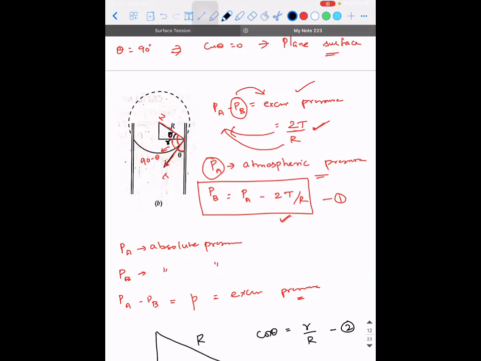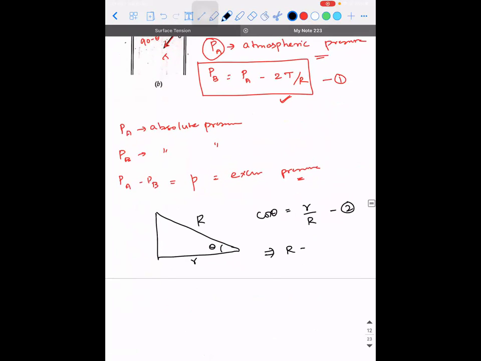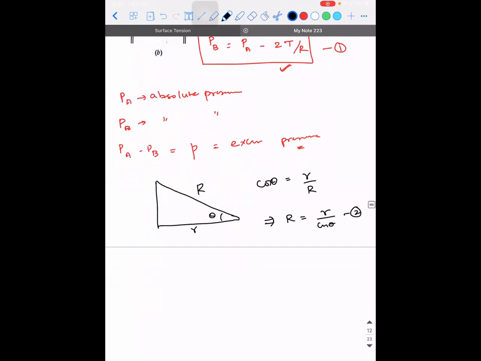Whenever you're deriving a formula, your formula should contain all the parameters which are easy to find on a real-time basis. So here we will write capital R in terms of small r. This is equation number 2. If I write excess pressure, that is 2T divided by R, can I write this as 2T divided by r divided by cos theta also? So this is going to be 2T cos theta divided by r.